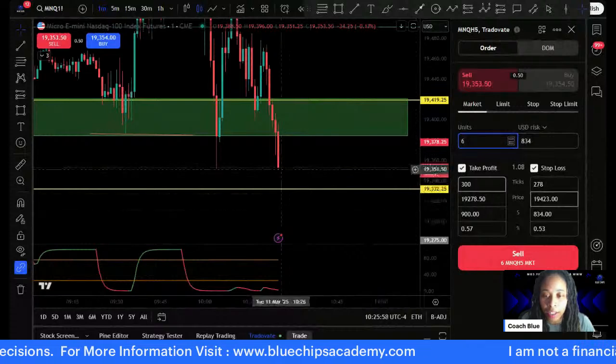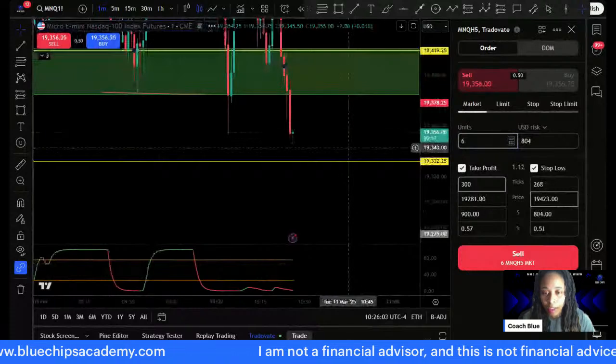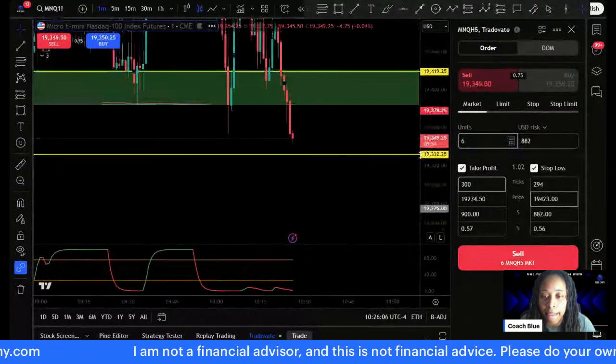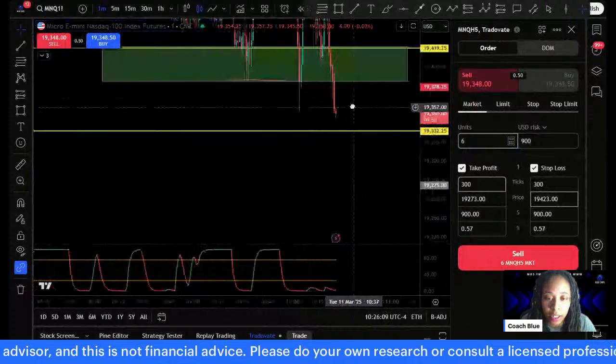Here's our break, though. There's our break right there, guys. All right, so now I'm looking for my pullback. We finally got our breakout. Let me see if I can get a pullback here, and then we look for our continuation, okay?